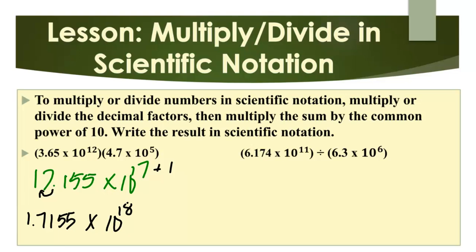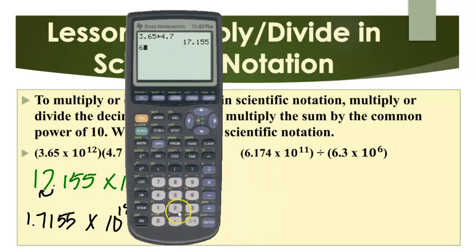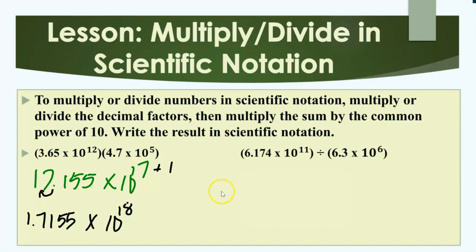This next one, I have 6.174 divided by 6.3. So we'll grab our calculators again. And I have 6.174. Divide that by 6.3. That gives us 0.98. And this is going to be times 10. And since I'm dividing like bases, I subtract the exponents. So 11 minus 6 would give us 5.